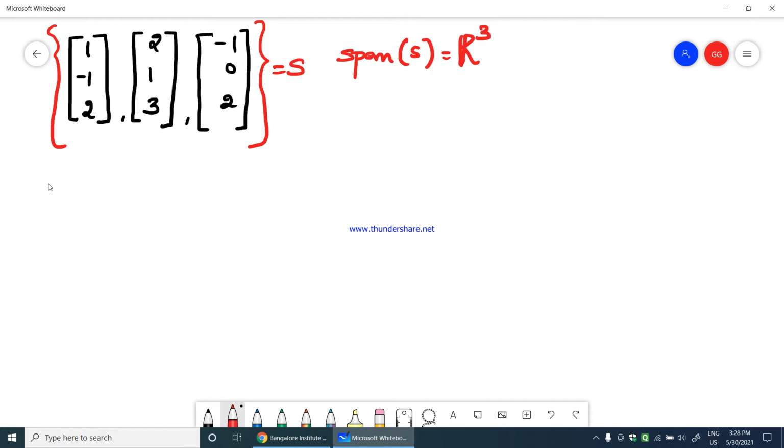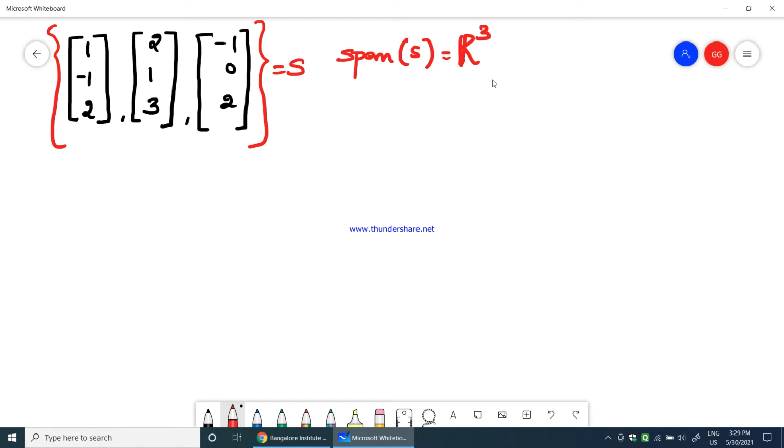Therefore, if any combination of vectors is found by the combination of these vectors, then I would say span of S would be equal to R cube. It means that the linear combination vector which has been obtained would also be present in R cube. So we need to prove that. We need to find a condition to say that any vector found by the combination of these 3 vectors would be present in R cube.